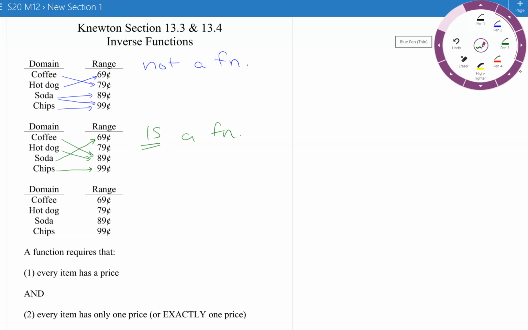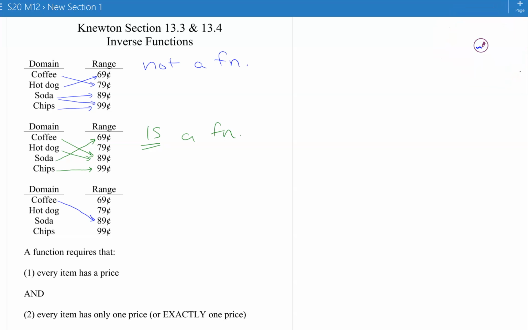But now we're going to be looking for one more condition. We're going to say, can you tell what you bought from the receipt? So let's make a map. And this is a function. Every item has a price and has only one price. And then because if the receipt said 79 cents and 99 cents, I could tell what you bought, this function is 1-to-1.